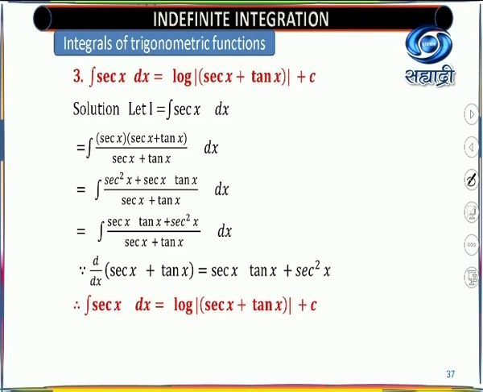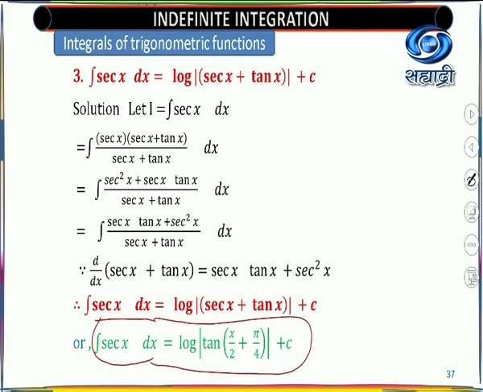plus constant of integration. Okay, so we finished with integration of sec x. Here we are using integration of sec x dx equal to log of tan of x by 2 plus pi by 4, and this value you try at home, because here you are using an expansion. What type of expansion are you using? Tan a plus b form.